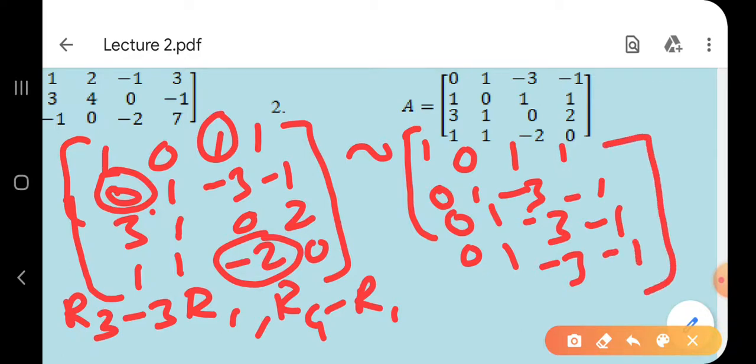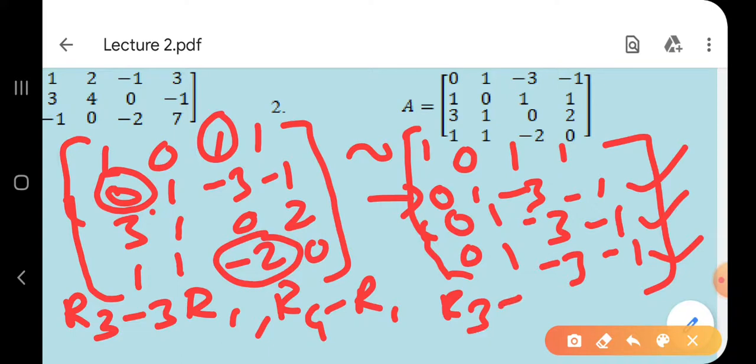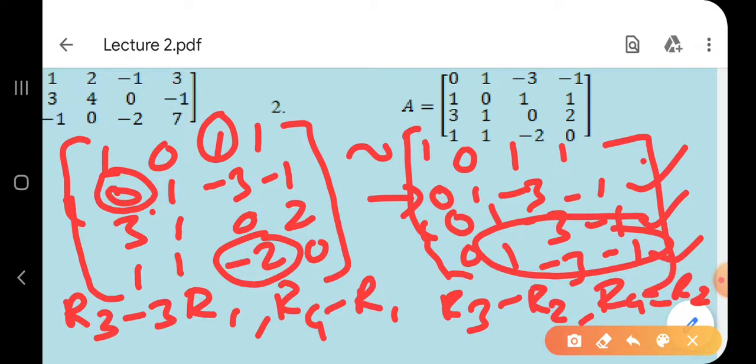If you observe here, these 3 rows are the same. So in only one operation we can make them 0. How are we going to make them 0? Keep only one row as it is. We keep the second row as it is and we make these rows 0. So R3 minus R2, R4 minus R2. Make these two rows 0 and only 2 rows are present. The rank of this matrix is also 2.